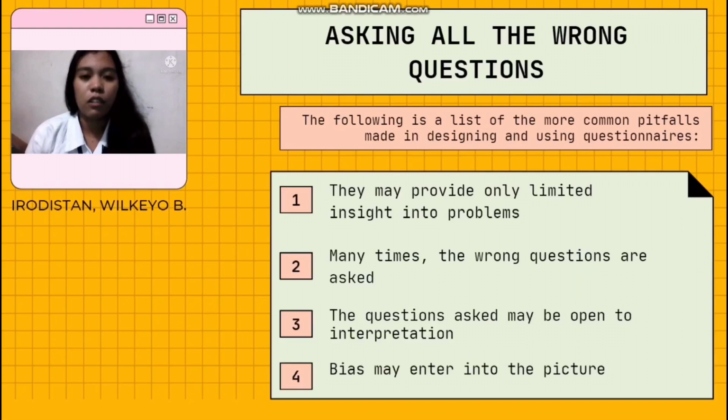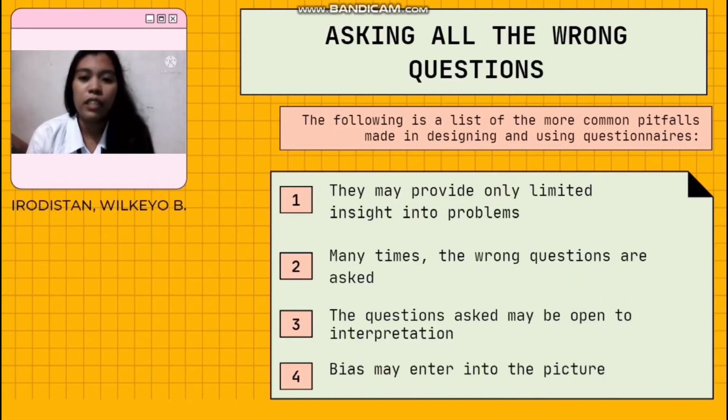Next, I will discuss all about asking all the wrong questions. When using customer surveys and interviews, we'll need a designed questionnaire to get answers to questions and gather customer data and facts. In designing a good questionnaire, it must consist of clear and concise questions, which the respondents can understand and respond to immediately.